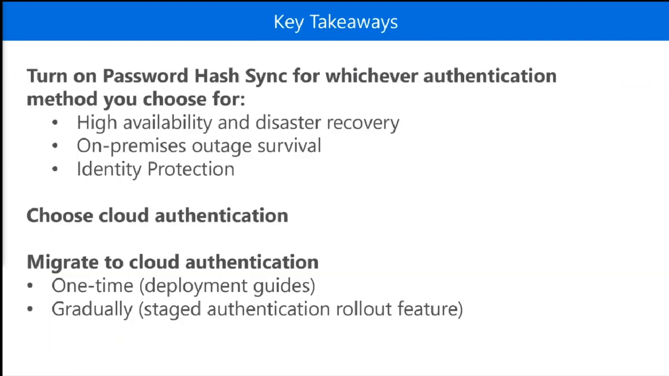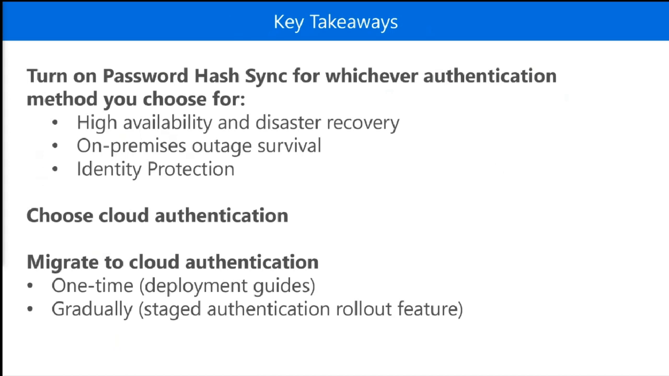Remember, it requires load balancers. Consider using password hash sync when you're using this, but also you've got an on-prem footprint. So at the end of all this, turn on password hash sync, for whatever authentication method you choose, right? Turn it on. You want to have that report, right? High availability and disaster recovery have to come into play here when you're using anything on premises, whether that's pass-through authentication or ADFS or federation.